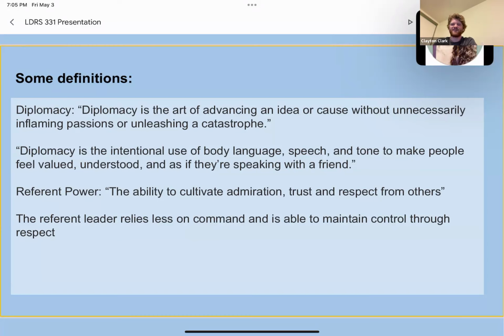Referent power down here, I referenced it in the subtitle, so I'll give a definition. It is the ability to cultivate admiration, trust, and respect from others. So the referent leader relies less on command and is able to maintain control through respect. I'm sure we can all think of many examples in our own lives or in fiction or popular people that everybody knows about.